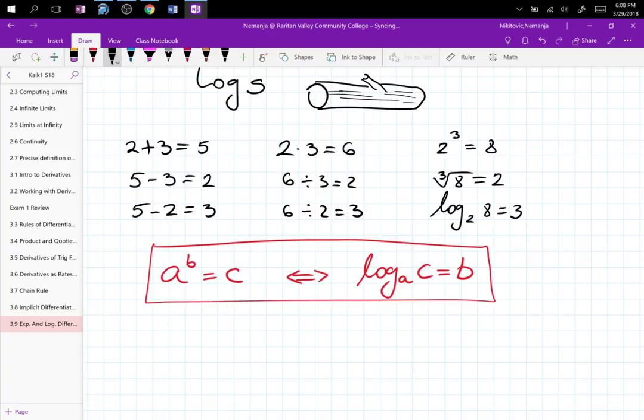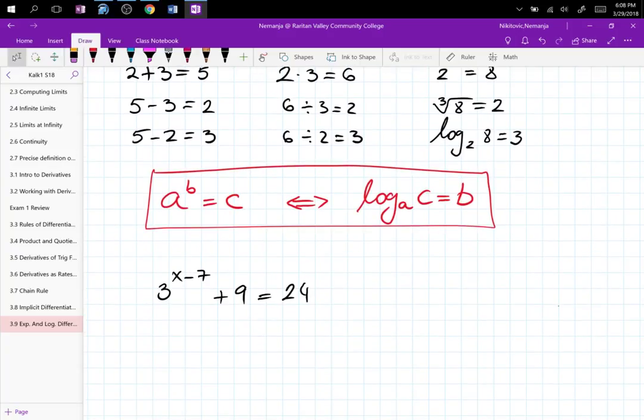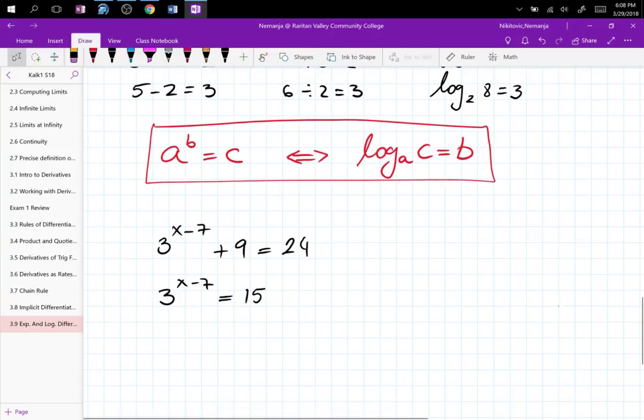So now, how do we use this? Well, let's say you have to compute 3 to the x minus 7 plus 9 is equal to 24, right? Let's say this is the equation. You will use logs to solve this. So first order of business is to move 9 to the other side. You will subtract 9, so you will get 15. And now you are going to hit both sides with the log 3.